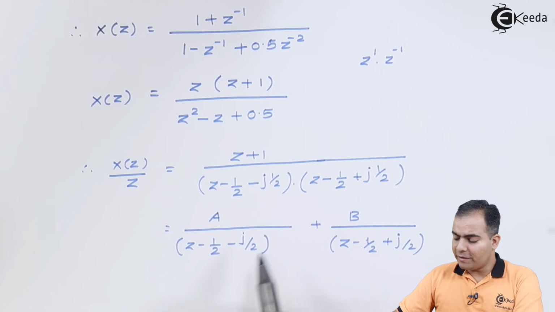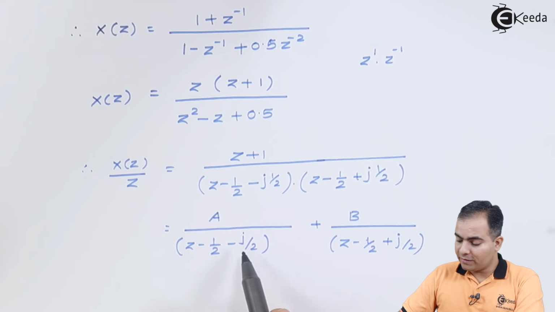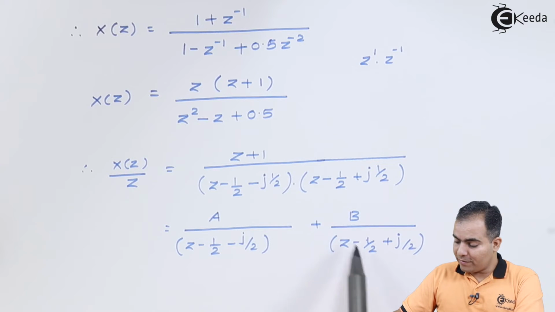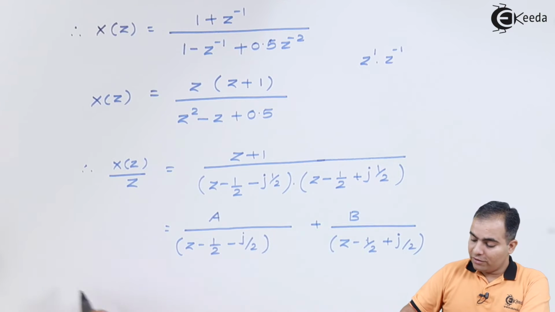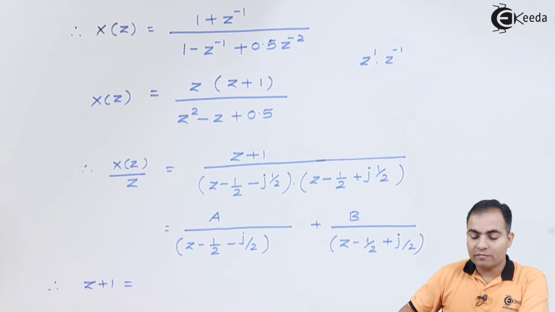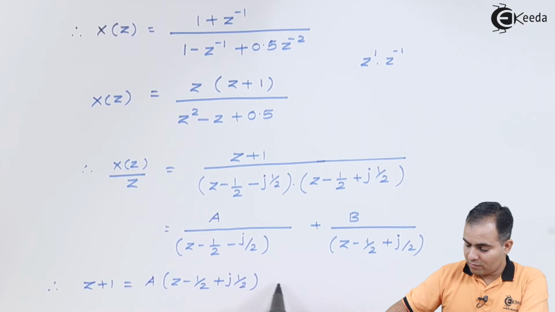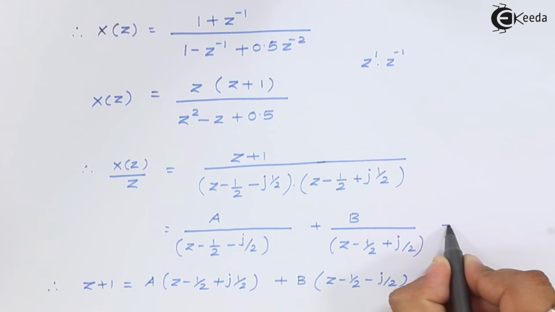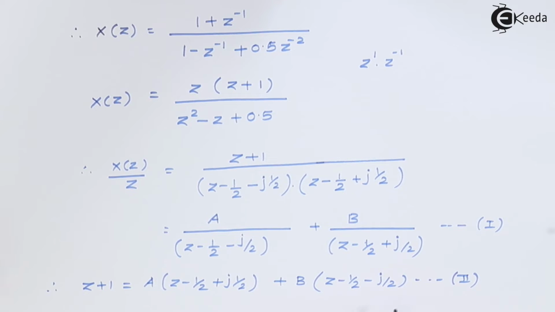Now just cross multiply both these denominators. This z minus half plus j by 2 is multiplied with A, similarly this one is also multiplied with B, and in the whole denominator we will get the product of these two. And if I shift this left hand side denominator to the right hand side, then both the denominators will get cancelled. So you will get z plus 1, and A will be multiplied with, as I said, so this will be my equation number 1, and the next one is my equation number 2. Now we'll substitute z values to get the values of A and B one by one.